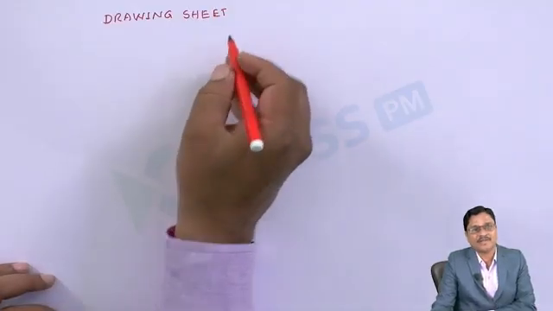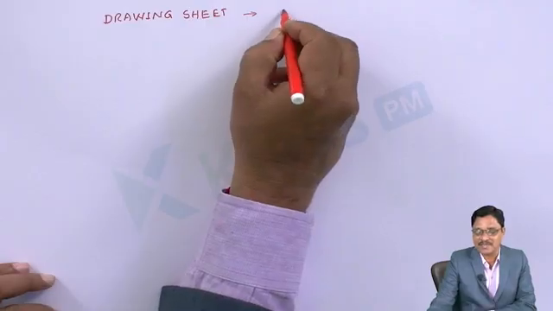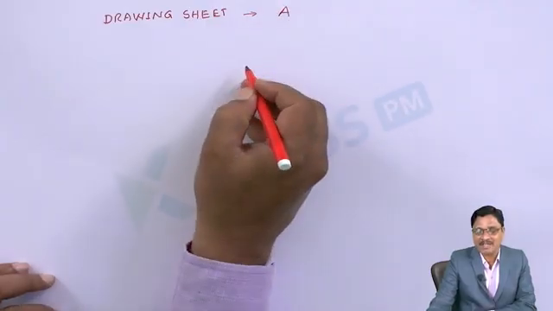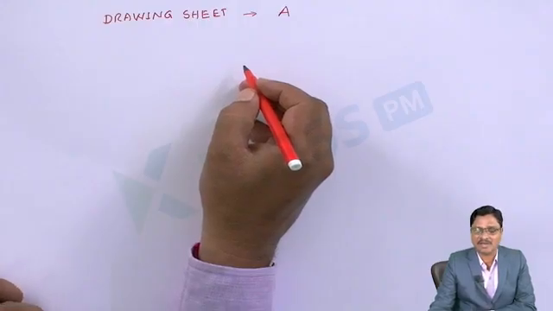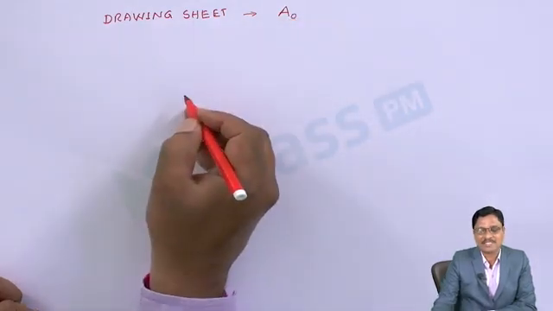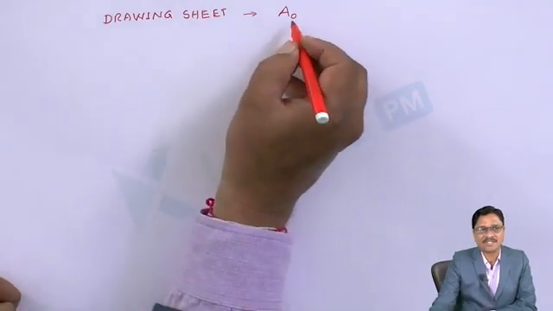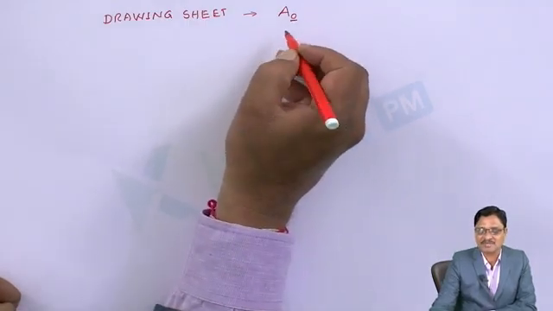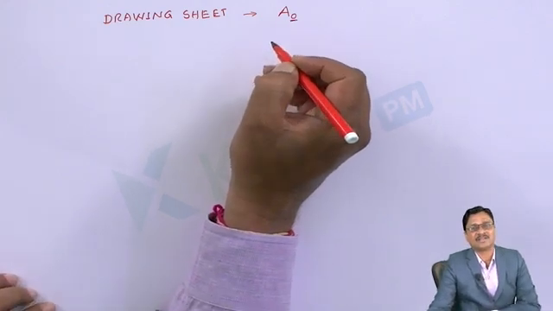Drawing sheet, as per the engineering standards, is represented as the letter A followed by a subscript number: 0, 1, 2, 3, 4 and so on, denoting the specific sheet we are using. So A stands for the drawing sheet representation, and the subscript, either 0, 1 or 2, specifies the size of the drawing sheet.